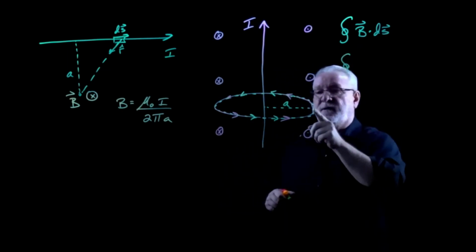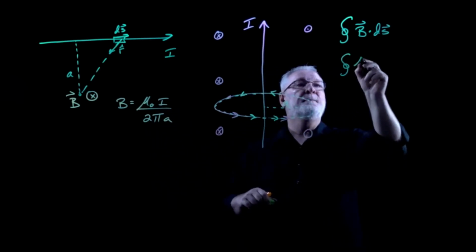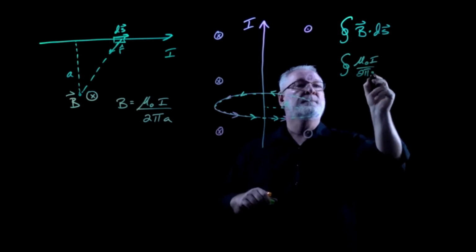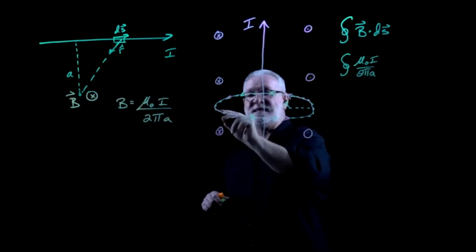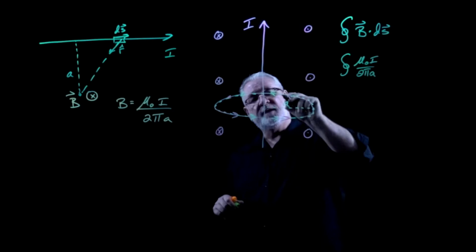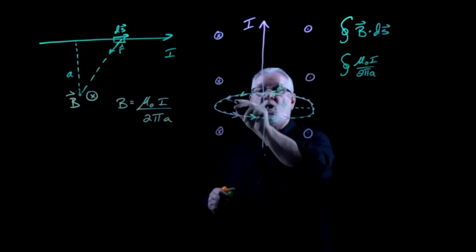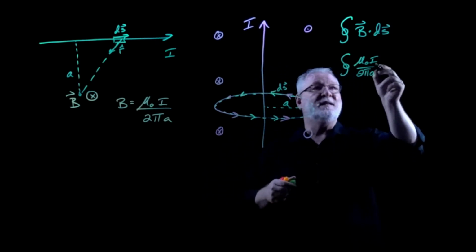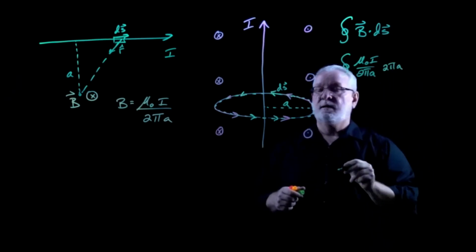The B field. And the B field at that location is mu naught I over 2 pi a. And I want to integrate that around ds. ds then is little bits of this circumference. And of course, if I integrate all of them around a closed loop, what am I going to get? I'm going to get the entire circumference, 2 pi a.